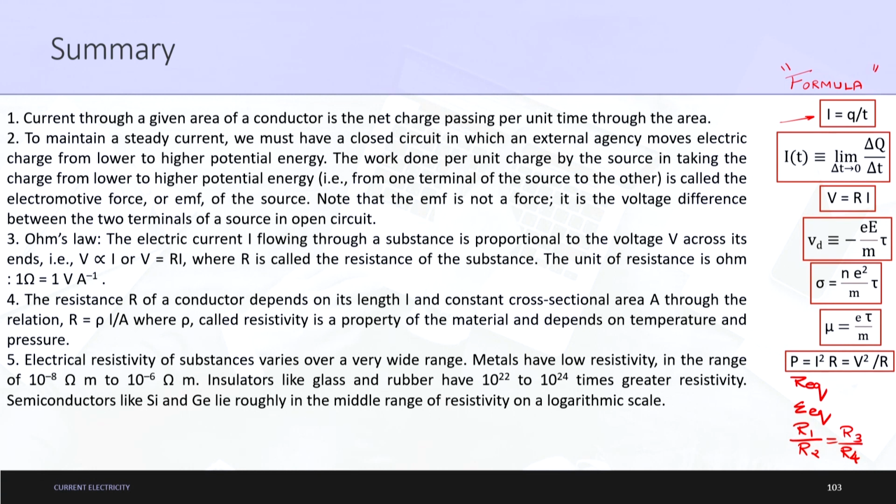Next is Ohm's law, nothing but V is equal to IR. Next, the resistance R of a conductor depends on length and cross sectional area, that is R is directly proportional to L upon A, therefore R is equal to rho L by A. Next, electrical conductivity ranges from 10 to the power minus 8 to 10 to the power minus 8 for conductors, and similarly for insulators it is 10 to the power 22, 10 to the power 24.